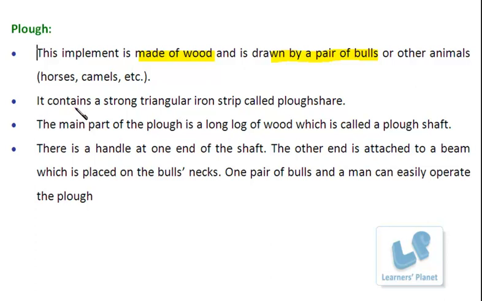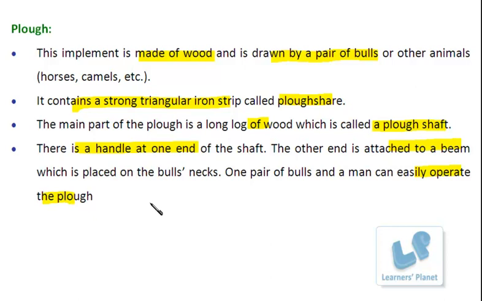It contains a strong triangular iron strip which is known as the plowshare. Right, and a long strip is present there, which is made from a log of wood, and it is known as the plough shaft. Besides this, there is a handle at one end of the shaft so as to pull it, and the other end is attached to a beam which is placed on the bull's neck. A pair of bulls and a man, or a single person, can easily operate this instrument. So I hope you can imagine the picture of what exactly it is.